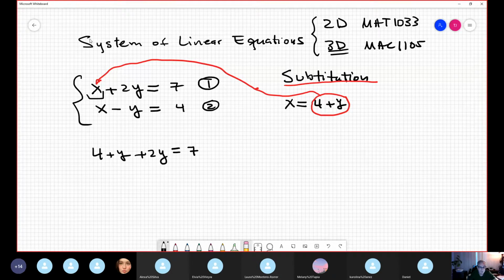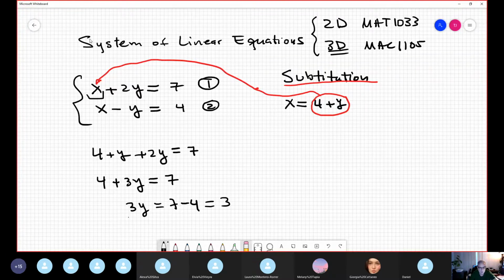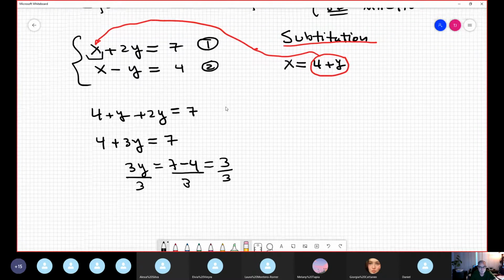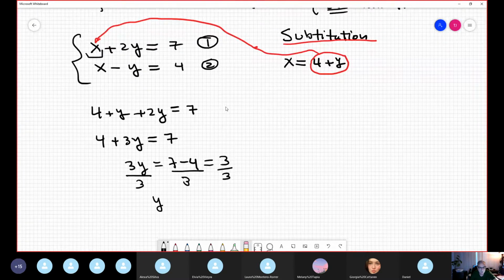Well, the rest is elementary algebra. 4 plus 3y equals 7. 3y is equal to 7 minus 4. 7 minus 4 is 3. Divided by 3, both sides. Y is 1. Okay, y is 1.